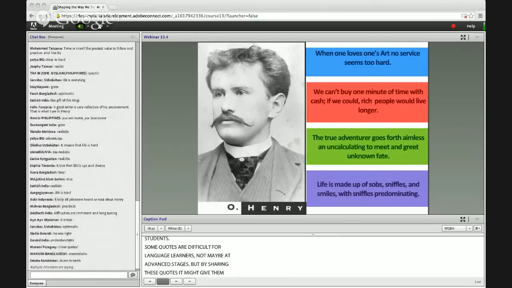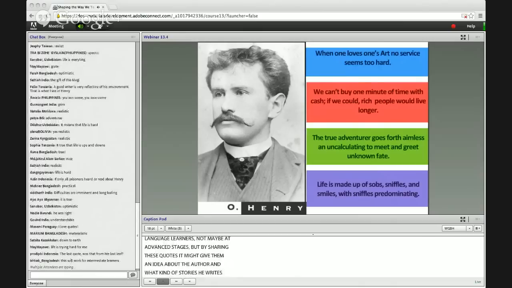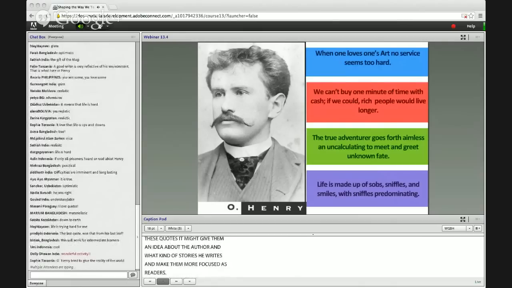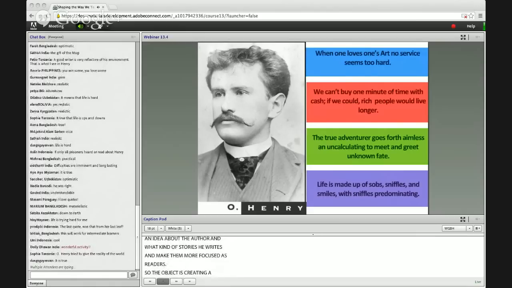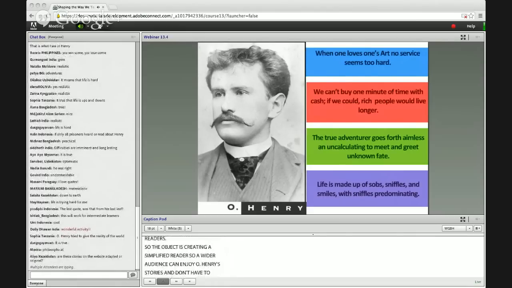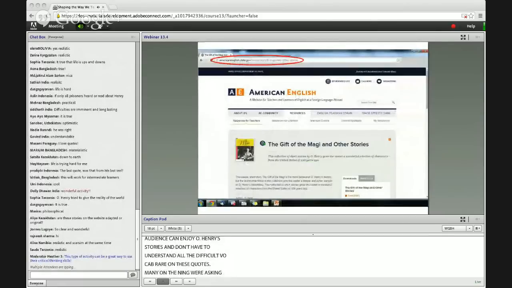So lucky for us, the Office of English Language Programs created Simplified Reader so that a wider audience of students can enjoy O. Henry's stories and they don't have to understand all of the difficult vocabulary in these quotes. Many of you on the Ning were asking about how to find these stories. So I just want to walk you through that process really quickly here.